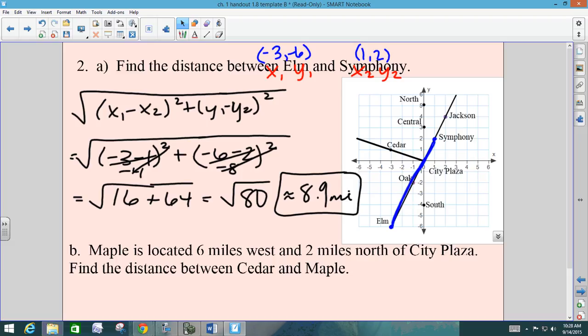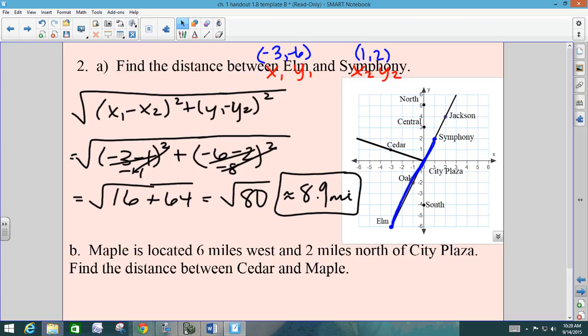Jack? You could, but it wouldn't matter. You'd get the same distance anyways. Do you know what I'm saying? Yeah, if they listed Symphony first, then yeah, I probably would have made that x1, y1, and then the other one x2, y2. All right, part B of this one.